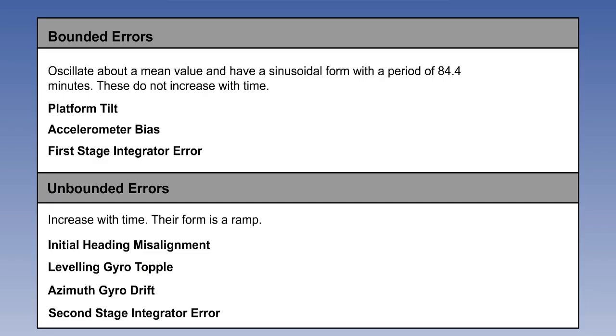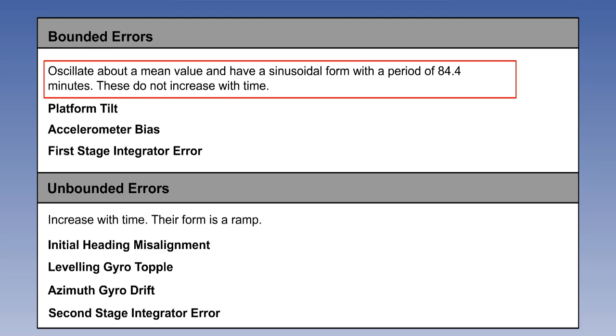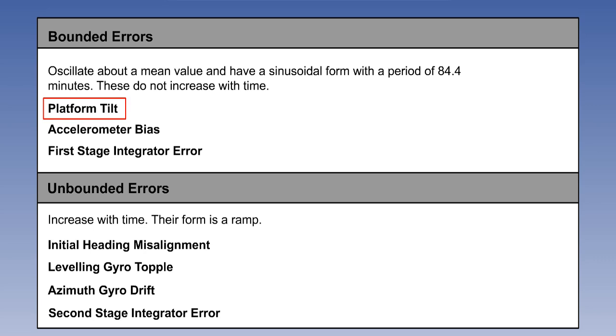Here is a summary of INS errors. Bounded errors oscillate about a mean value and have a sinusoidal form with a period of 84.4 minutes. They do not increase with time. They consist of platform tilt, accelerometer bias, and first stage integrator error.